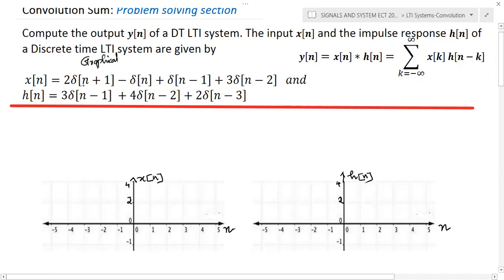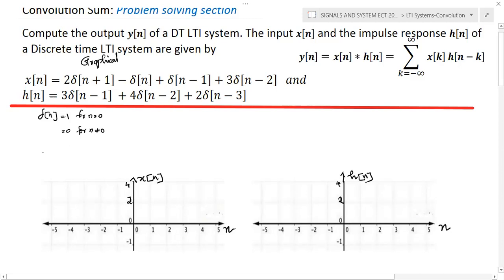So you already explained one concept. This is the second problem in this particular series on convolution sum. Here x of n is given by 2 del of n plus 1 minus del of n plus del of n minus 1 plus 3 del of n minus 2. And we know that del of n means it's an impulse signal which is defined by 1 for n equal to 0 and 0 for n not equal to 0.